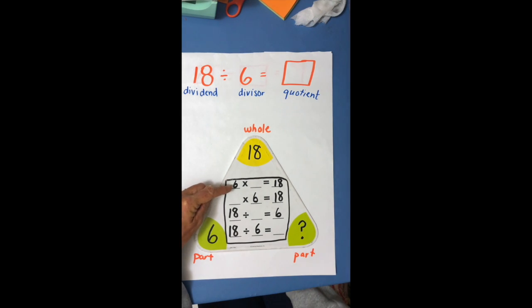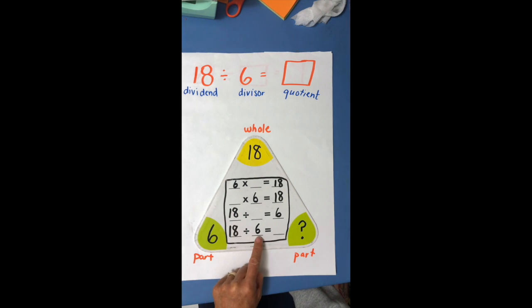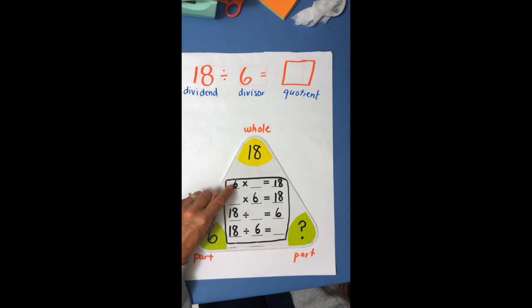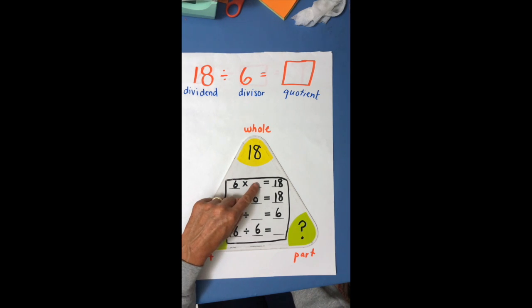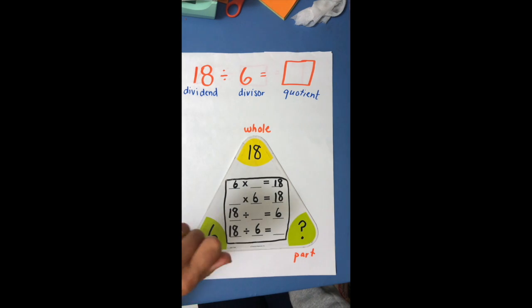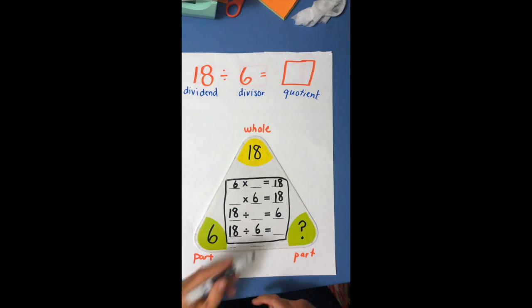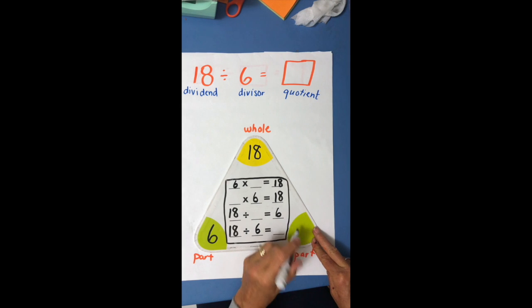Now I want to see which one of these I feel most comfortable solving. This one looks pretty cool, but you might not like division, so I'm going to try this one. The way this works is I'm going to skip count by sixes and see how many fingers I need to make 18. So here I go. 6, 12, 18, that's 3. So I know my missing number here is 3.